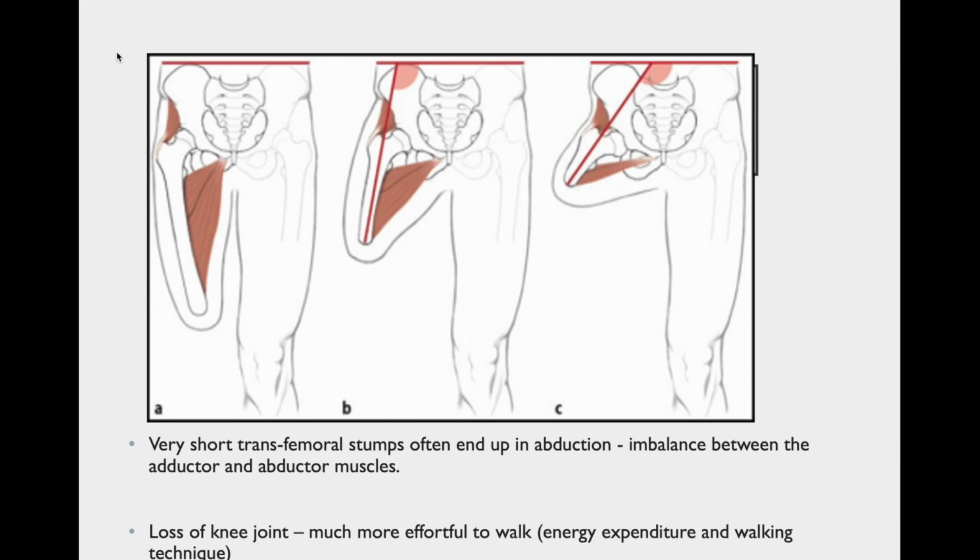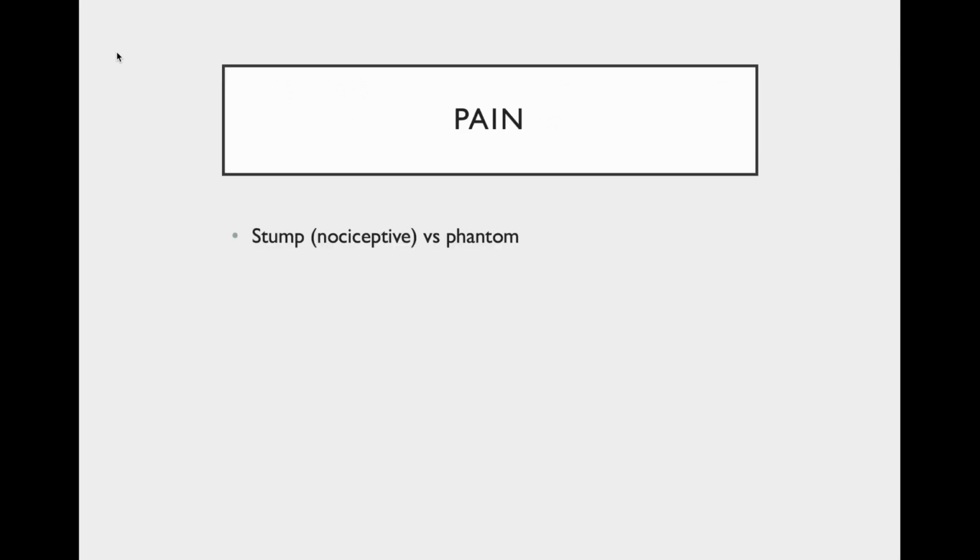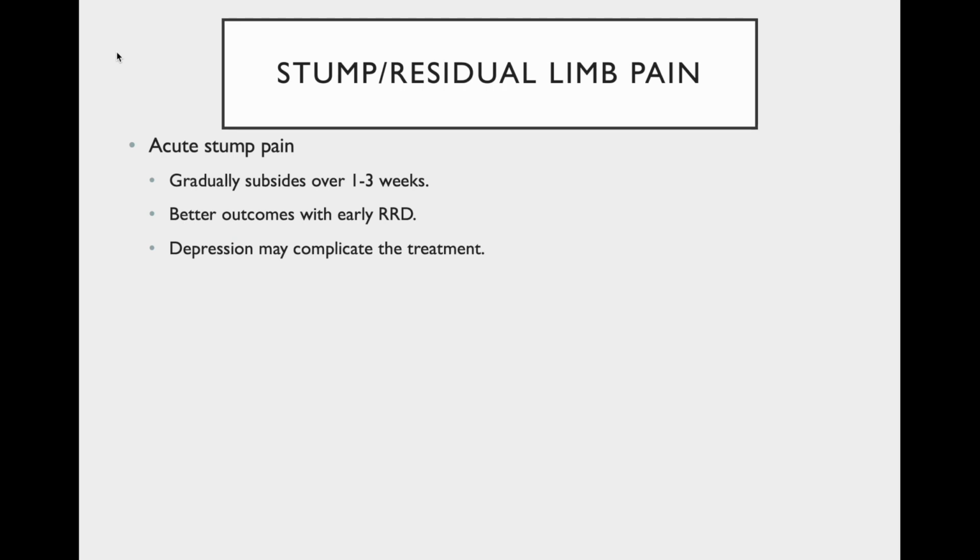Pain post-amputation, you can have nociceptive pain, which usually involves the stump, and also phantom pain. With stump pain, you can get acute stump pain. This is expected post-surgery, and it should gradually subside over 1 to 3 weeks post-op. We do get better outcomes with early application of the rigid removal dressing. And if the patient has depression, it may complicate the treatment as well.